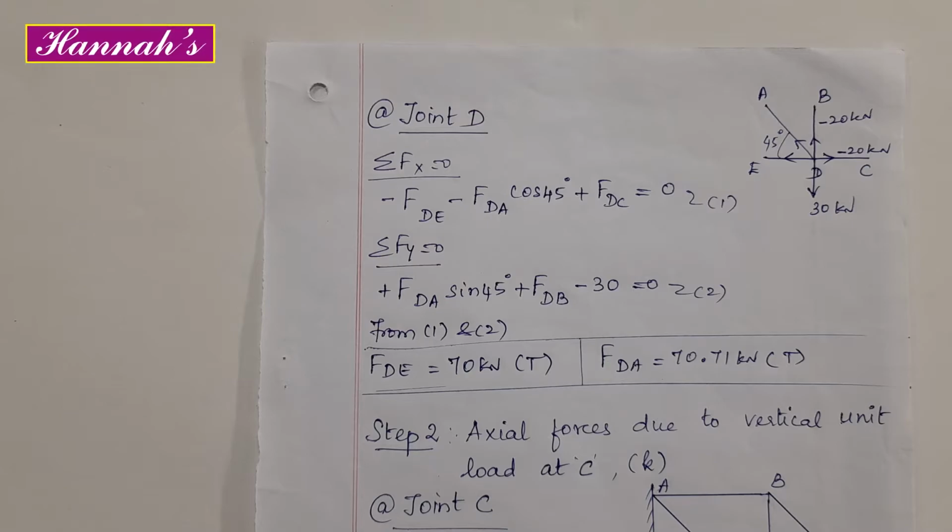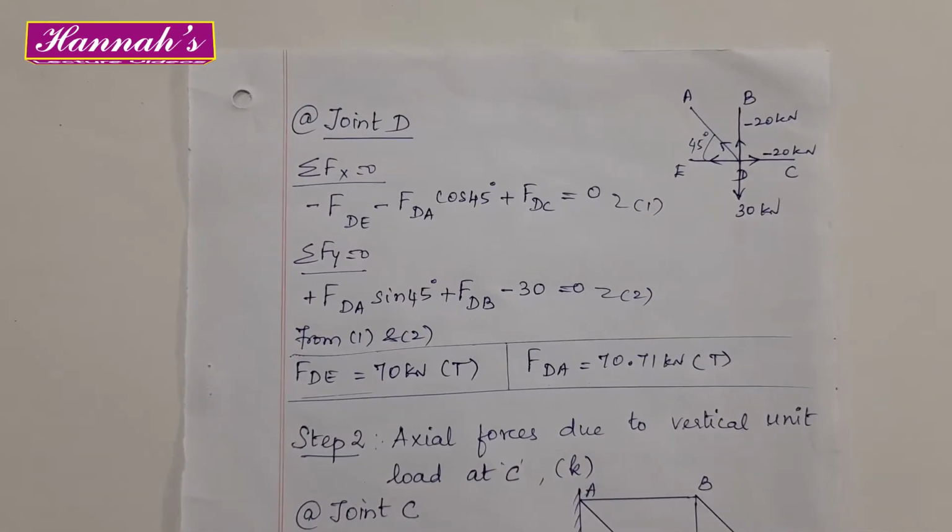At joint D, there are four members coming out. Values of two members are already known. The two member forces DE and DA are the unknowns. To begin with, I have assumed tension in the members DE and DA.